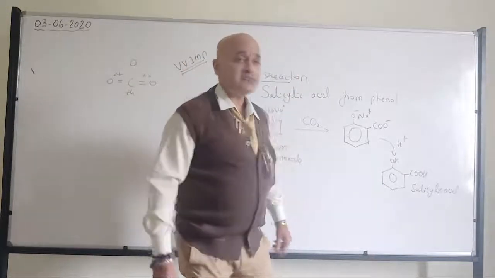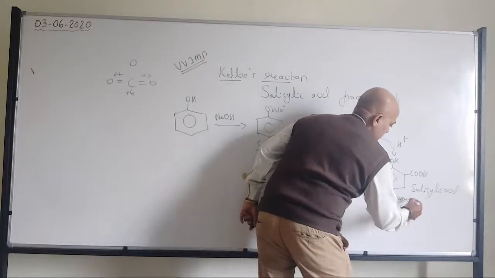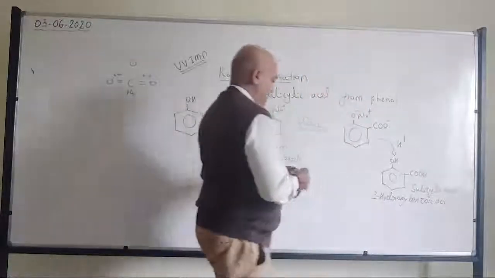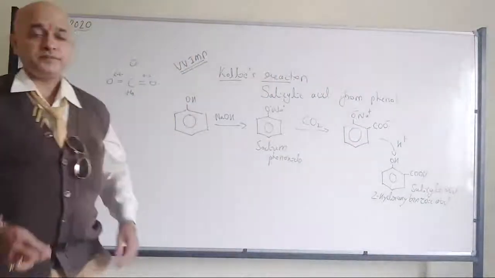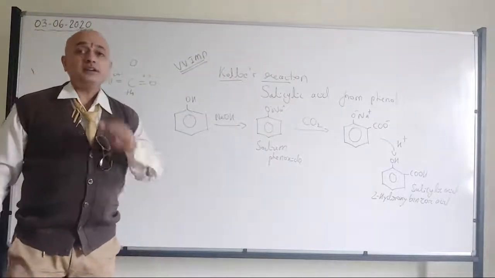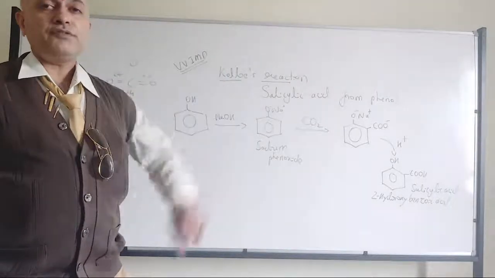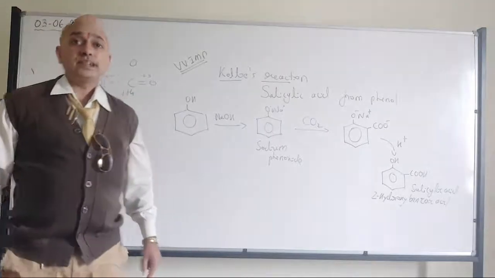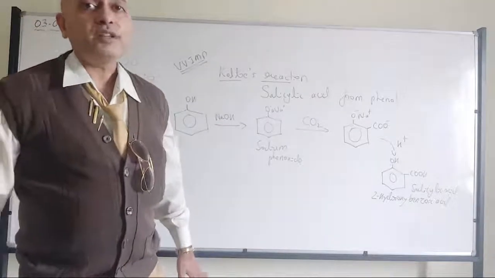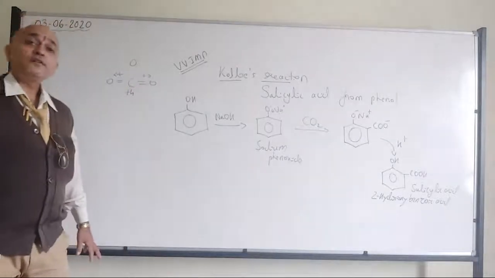So what is salicylic acid? Salicylic acid is nothing but 2-hydroxybenzoic acid. So that's where we have the Kolbe reaction. Now they have not asked, but I can tell. I will ask the question: write the reaction for preparation of aspirin from phenol. Right? Write the reaction for preparation of aspirin from phenol.